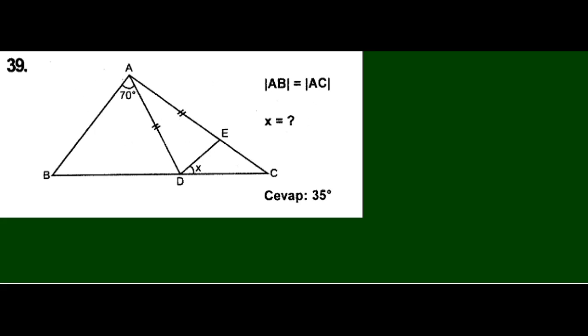We have to know many terms for this. First of all, we know that it is given that AB is equal to AC. So AB here is equal to AC. So these angles will be equal here.